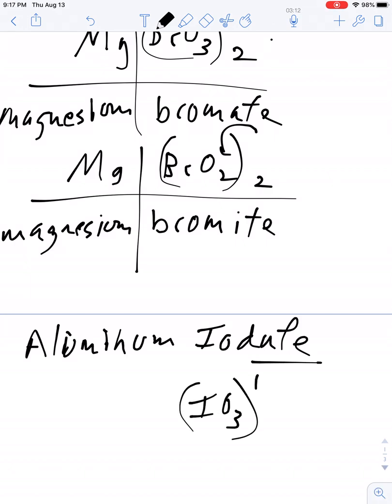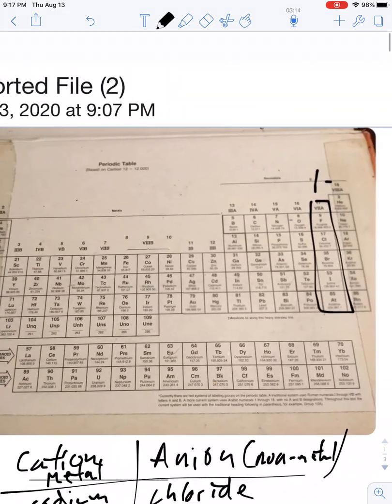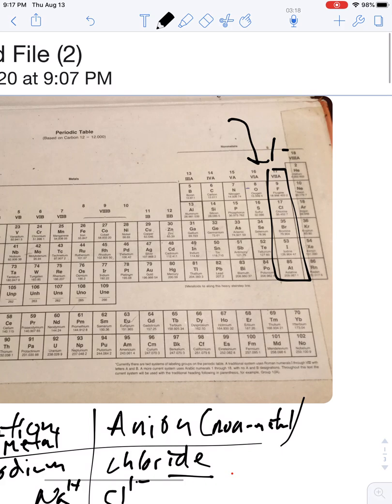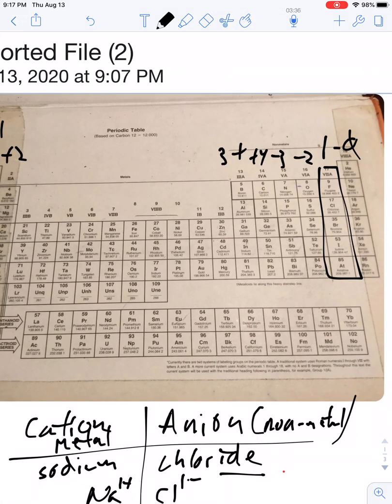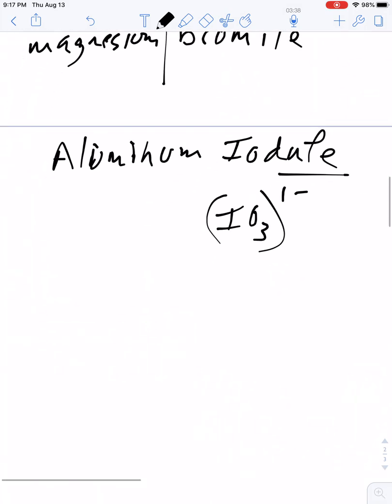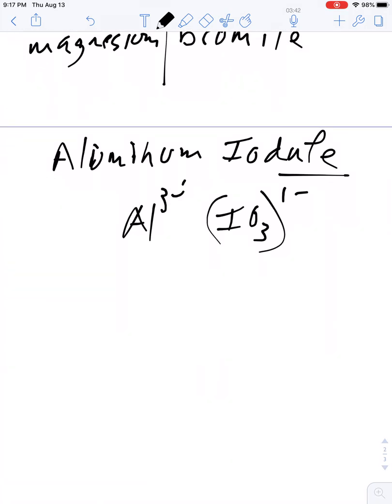Then I write the charge. Now, how do I know the charge? Well, iodine is in the -1 column. So that means the iodate is going to have a -1. Aluminum is in the +3 column. So it's good to have those things memorized. So the aluminum is going to have a +3, the iodate is going to have a -1. And you never change what's inside the parentheses, okay?